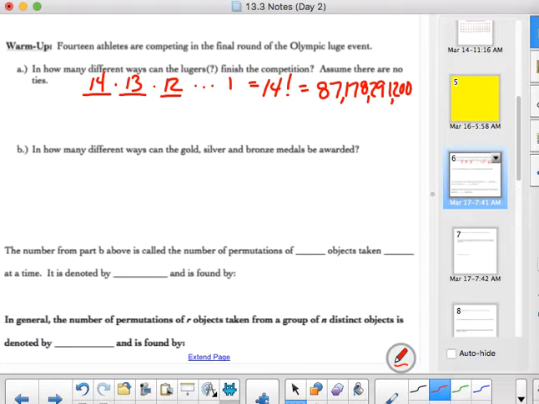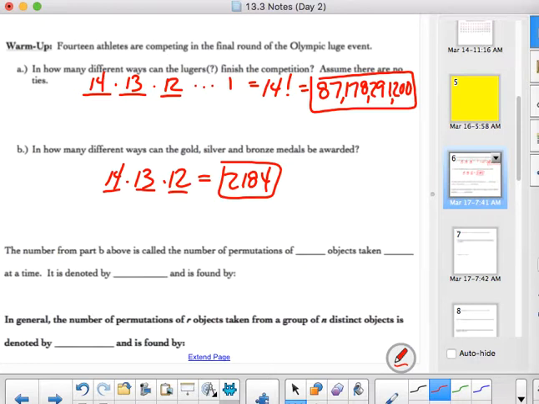Question B says, how many different ways can the gold, silver, and bronze medals be awarded? In this case, we're only really looking at the first 3 spots here. The rest of the folks, in terms of medals, don't place high enough, and so they don't need to be considered for that. So we have 14 athletes to take the gold, 13 left over for the silver, and 12 left over for the bronze. So that's 2,184 for that.